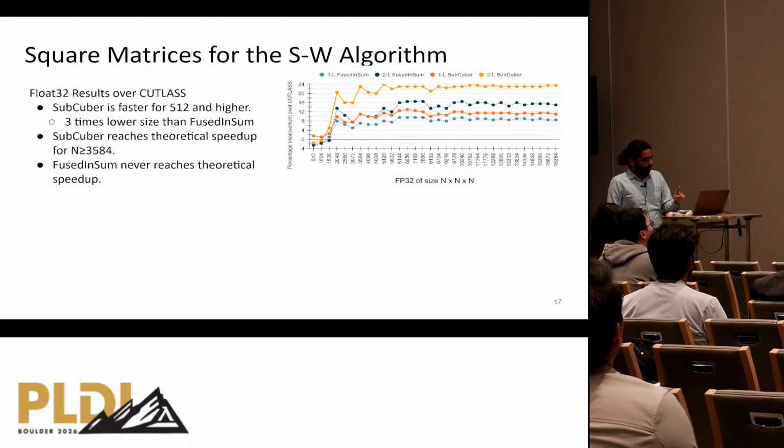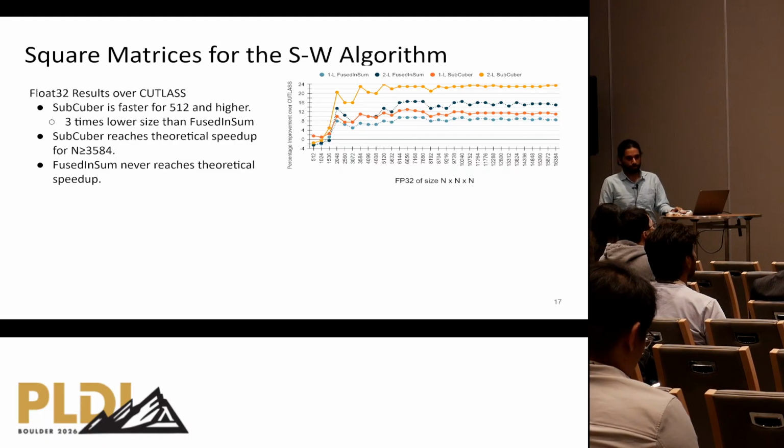More interestingly, SubCuber is faster for size 512 and higher, which is 3 times lower than what it was for fused InSum. So ideally, we want to push this graph to the left as much as possible, so that it is faster for as small a size as possible. And right now, it's possible to do it with 512.